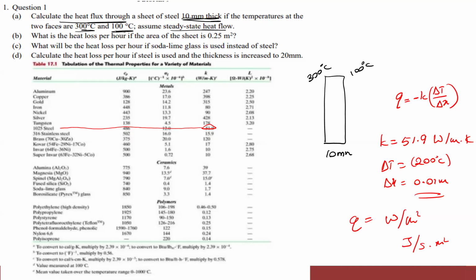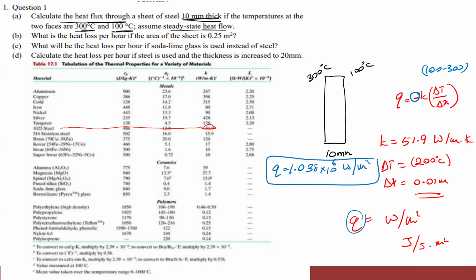So this negative sign will cancel out because you have a negative here. When you consider the temperature, that will be 100 minus 300. It is negative 200, so the negative will cancel out and you get a positive value. Your Q is always positive. So what do we get for simple Q? 1.045 times 10 to the 6.